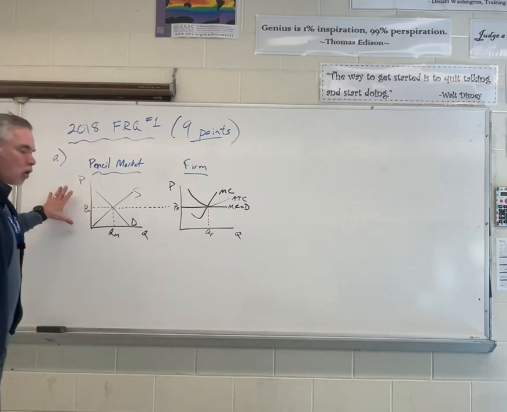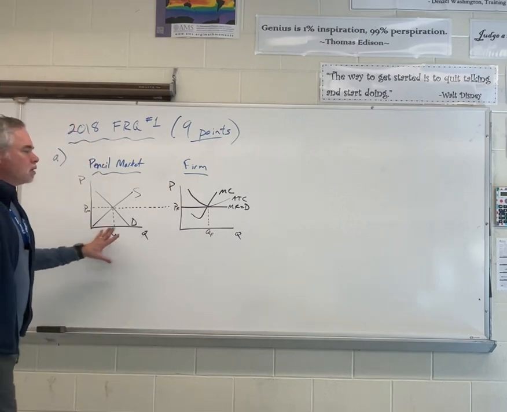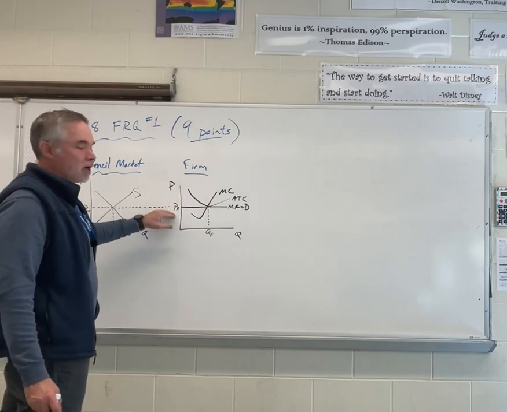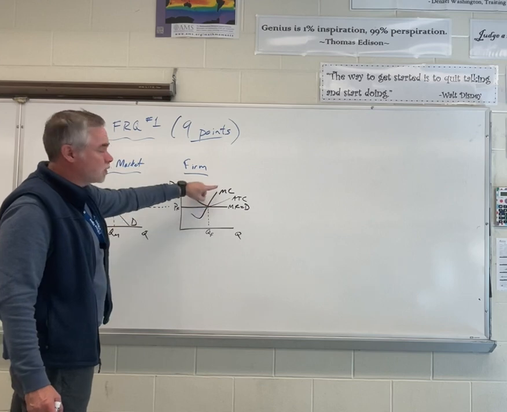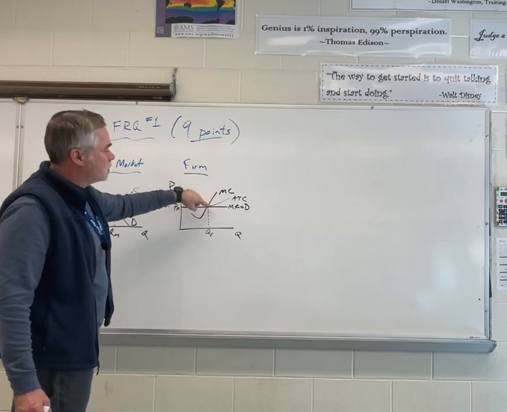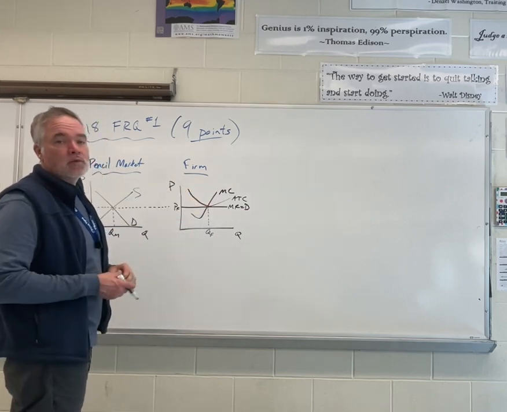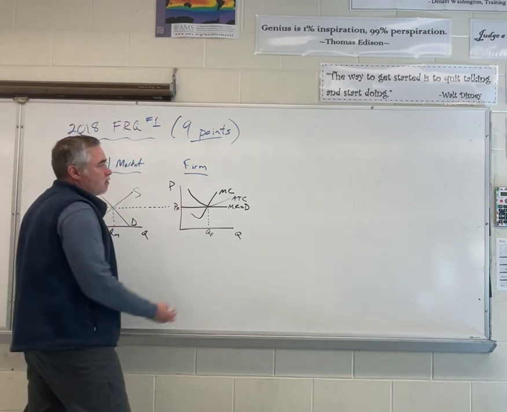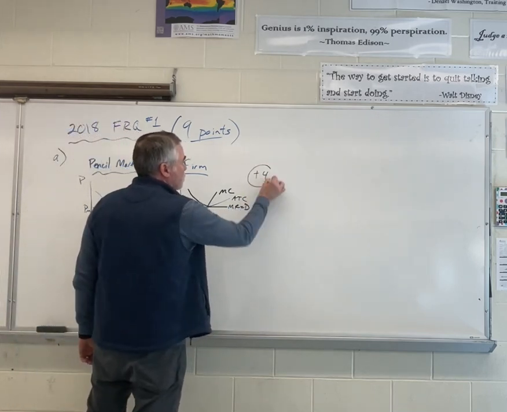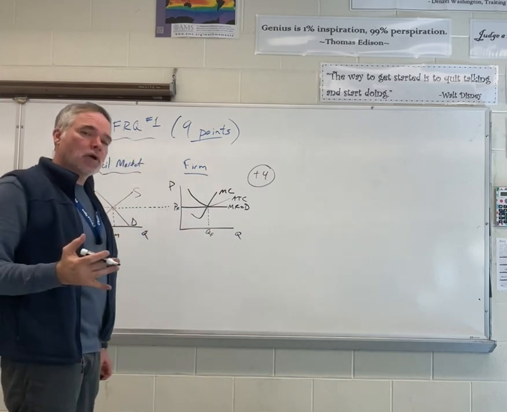So if you have the market with the price and quantity, you bring the price over, you have your price for the firm, your marginal revenue and demand, your marginal cost coming through, your ATC at zero economic profit, and your profit maximizing quantity identified. That's going to give you 4 points for that first part of the FRQ.